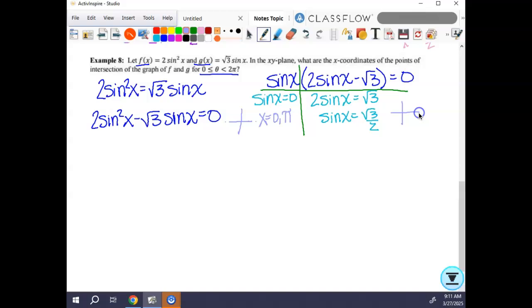Over here, I've got sine is positive in which quadrants? First and second, right? Okay, what angle gives me a sine value of the square root of 3 over 2? Pi thirds. So I need pi thirds, and then I need my second quadrant pi thirds, just 2 pi thirds. I put all that together in order. 0, pi thirds, 2 pi thirds, and pi.